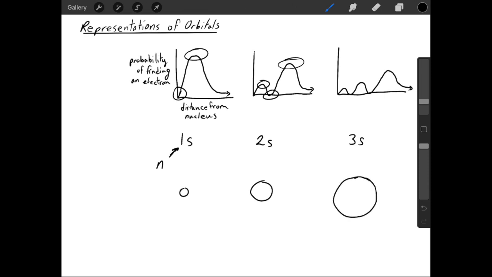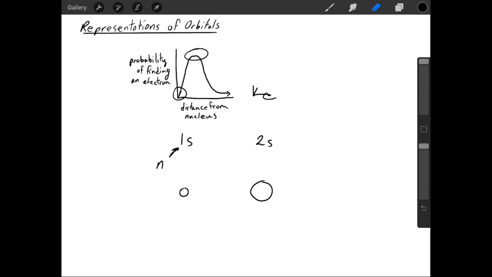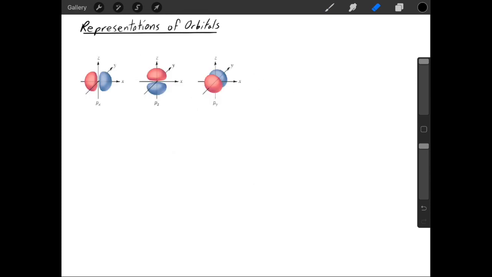And now we'll look at the p orbitals. In many ways, the p orbitals are very much like the s orbitals. They represent probabilities. As you get to higher and higher values of n, they get larger, and they also have nodes within their lobes. They're a bit different, though, in that their symmetry is not spherical. They can take different orientations in space.